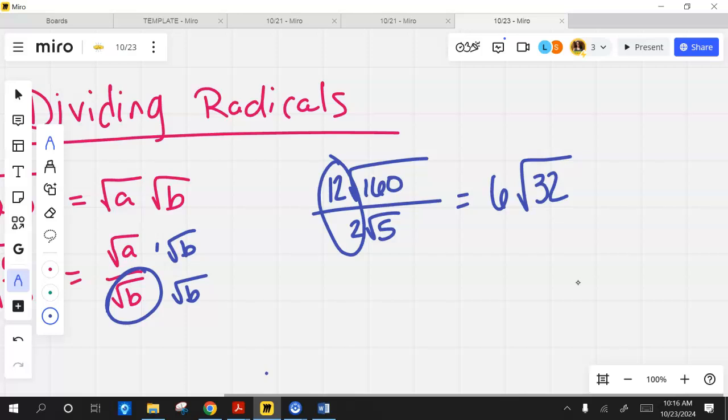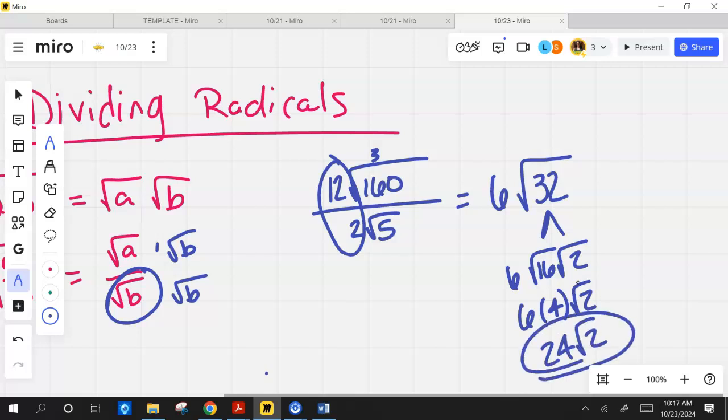Simplified, exactly. So what I want to do is split this up. What's 8 and 4? No, bigger. 16 and 2. So that gives me 6 times 4 times the square root of 2, which is 24 root 2.